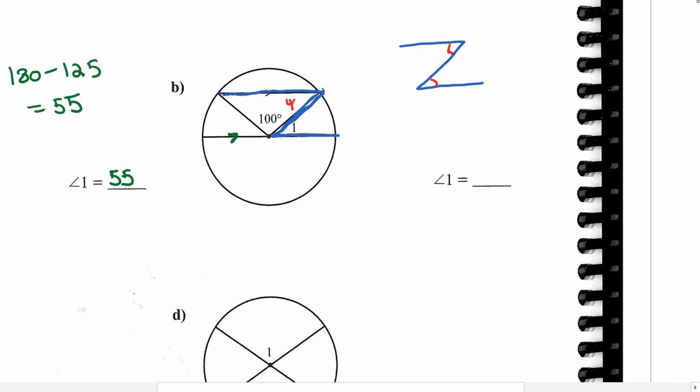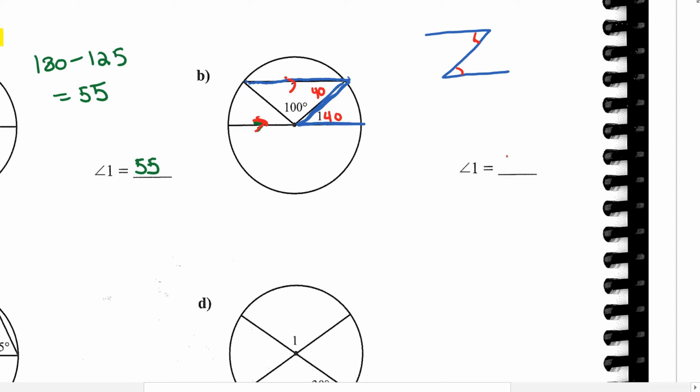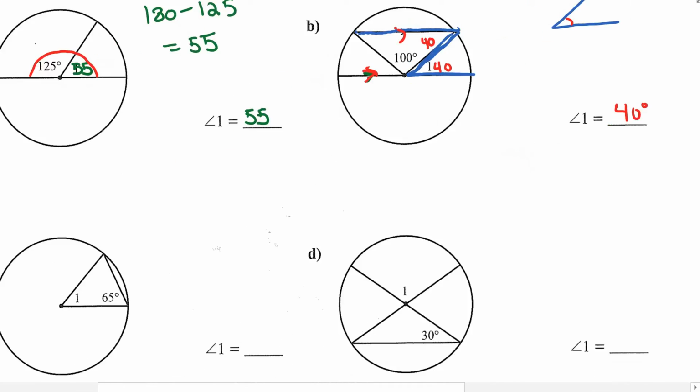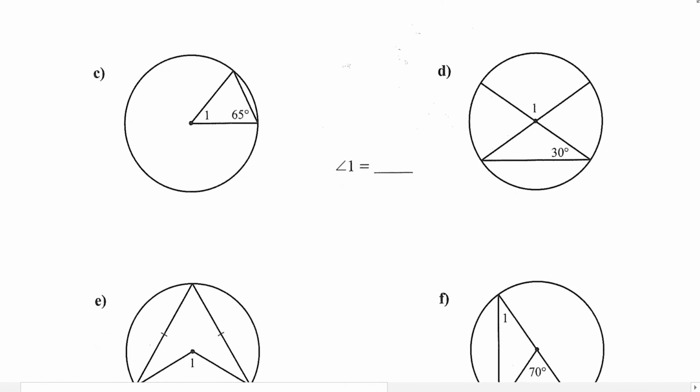So if this angle here was 40 degrees, that means angle 1 also has to be 40 degrees, because the two lines are parallel, so that way you can use the alternate interior angles property. So angle 1 is going to be 40 degrees. Okay, let's move on to letter C here.